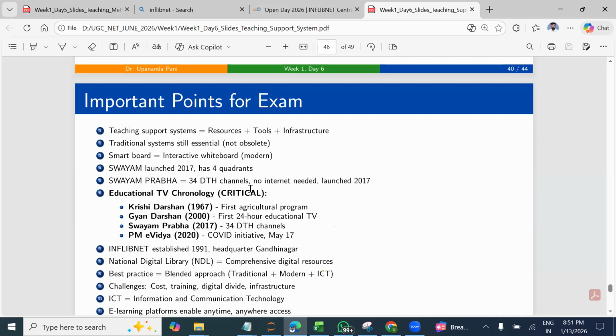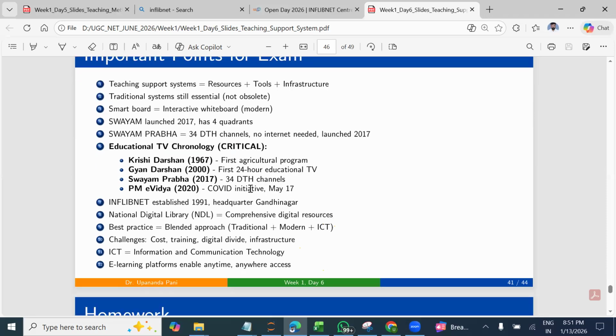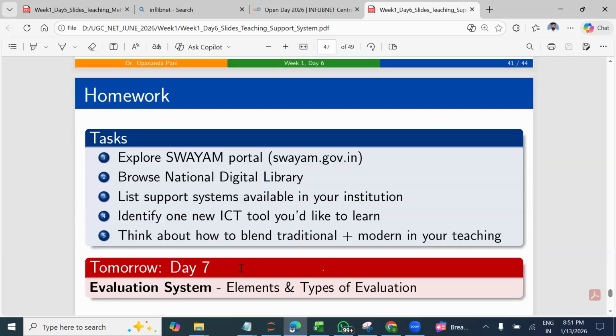So what are the important points for exam? Let us try to summarize. Teaching support system means resources, tools plus infrastructure. Please remember this. What do you mean by teaching support system? Still traditional systems are essential. Smartboard, you need an interactive whiteboard, modern. Then already we have discussed the chronology. INFLIBNET Centre 1991 already we have discussed. National Digital Library NDL, comprehensive digital resources, best practice is blended learning. ICT, information and communication technology, e-learning platforms already we have discussed.